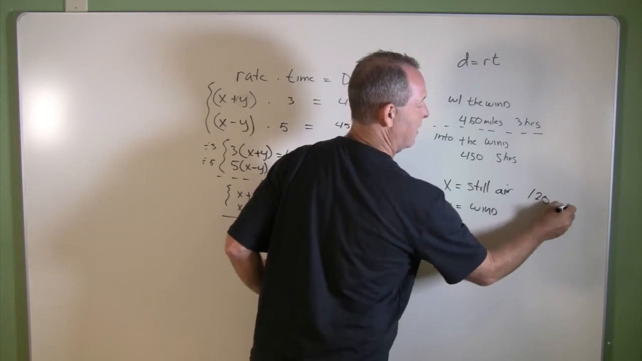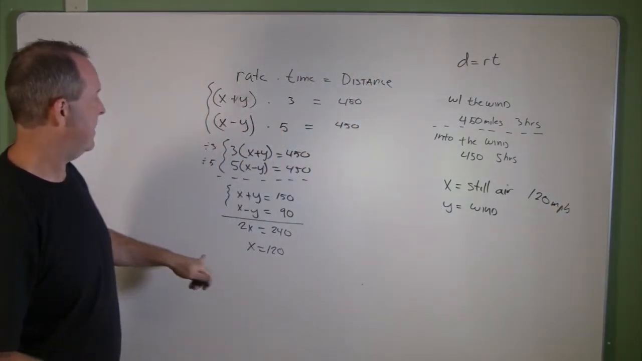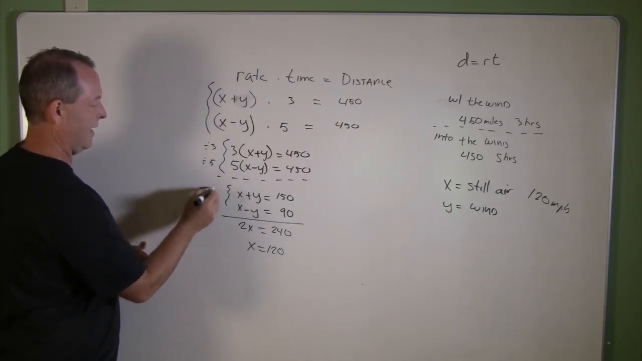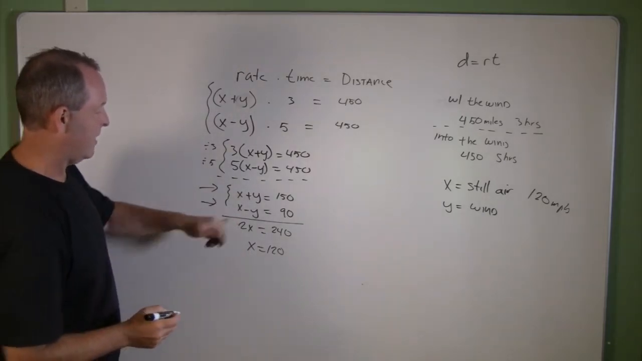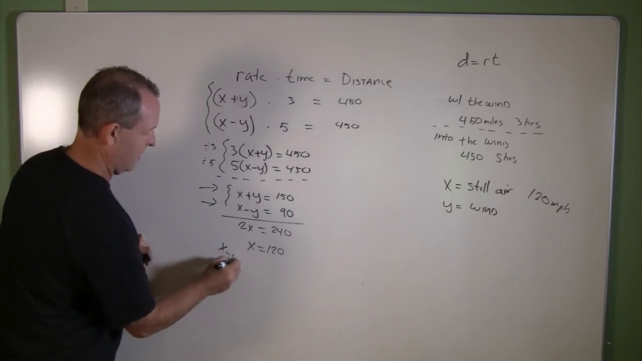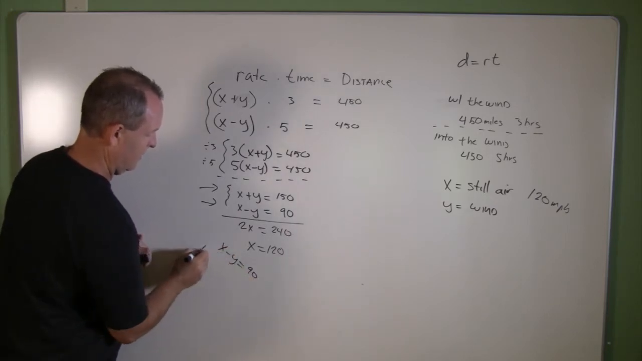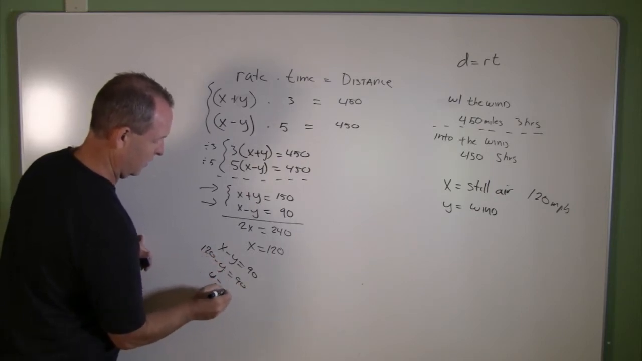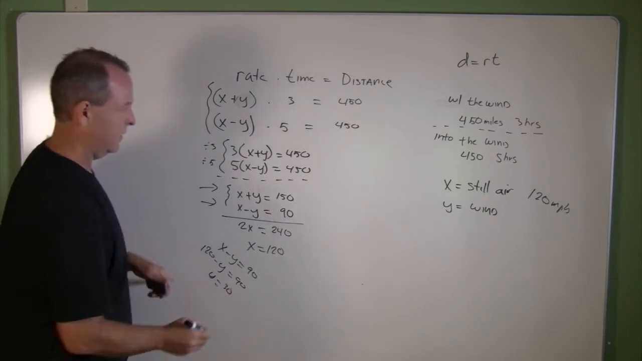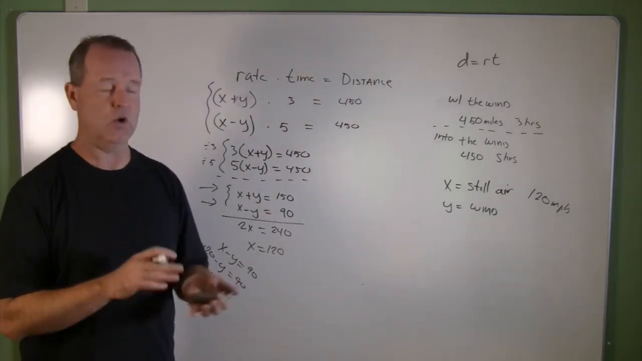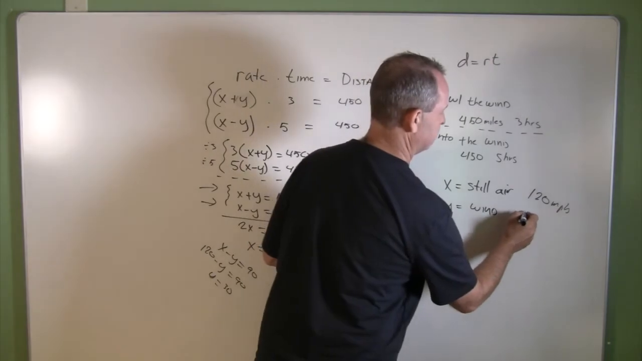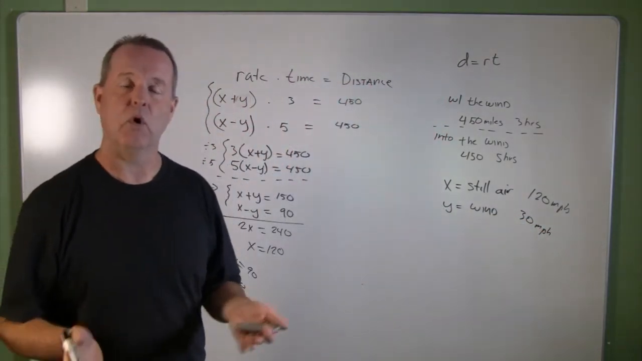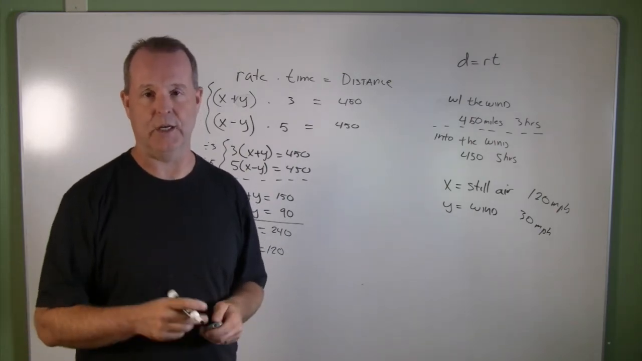So that is 120 miles per hour. And then I can take this value and put it back into any equation that might be helpful. How about right here? x minus y equals 90, so 120 minus y equals 90. Looks like y equals 30. So the speed of the wind is 30 miles an hour. That's either helping me or pushing against me, depending on which direction I was traveling, obviously.